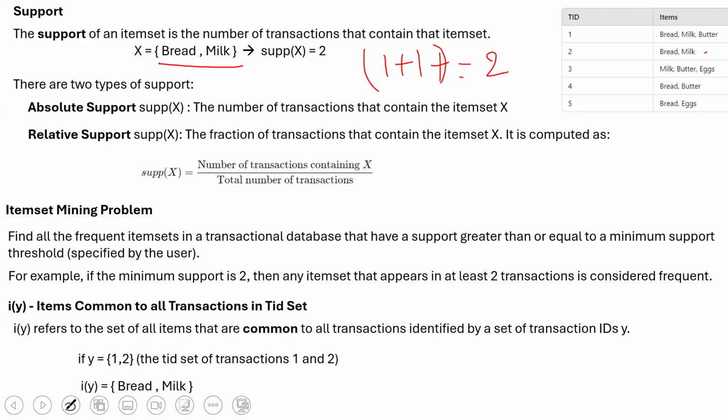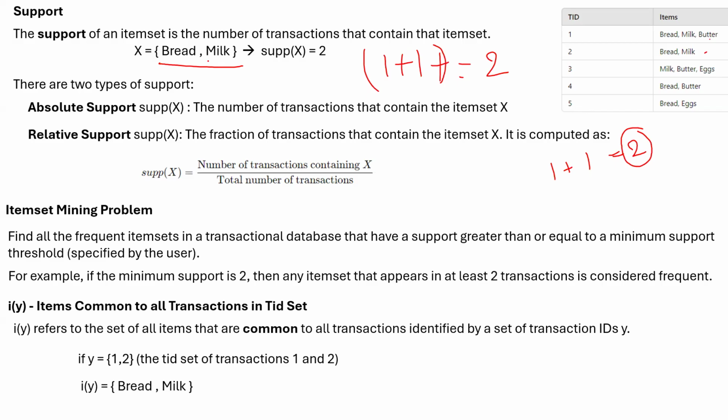Similarly, let's calculate for bread and butter. If you're asked the support of bread and butter, you just have to go to every transaction and check. Bread and butter is there in the first transaction, it is not there in the second, not in the third, it is there in the fourth, and not in the fifth. So it is 2. Support is calculated as the number of transactions that contain that particular item set. You calculated for bread and milk, and you have also calculated for bread and butter.